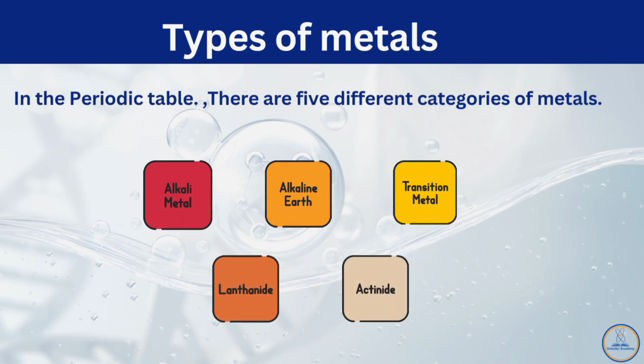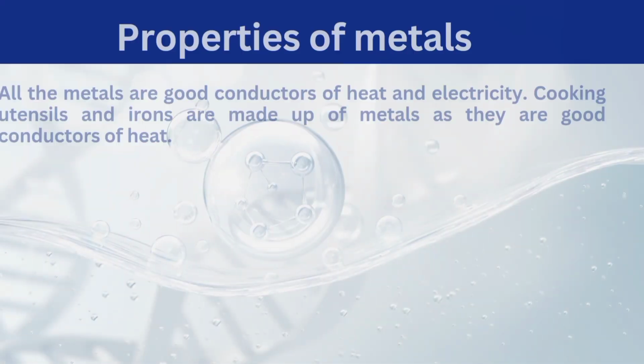Now, in the periodic table, there are 5 different categories of metals. We have alkali metals, alkaline earth metals, transition metals, the lanthanides, and lastly, of course, the actinides. Now, these 5 categories are the metals in the periodic table.